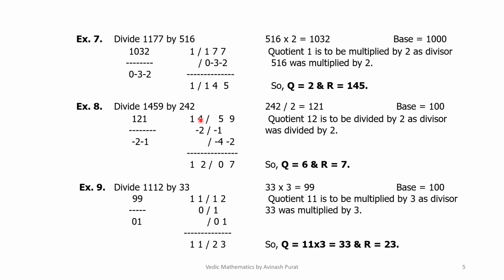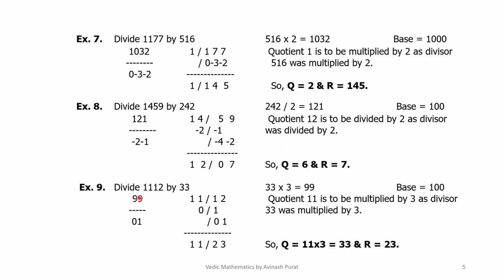Again 4 minus 2 is 2, 2 multiplied by minus 2 minus 1 is minus 4 minus 2. Total is taken, 9 minus 2 is 7, 5 minus 5 is 0. Quotient 12 is to be divided by 2 as divisor was divided by 2. So quotient Q is 6 and remainder R is 7.